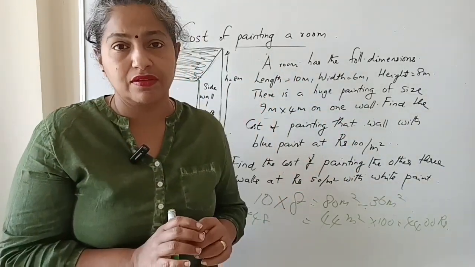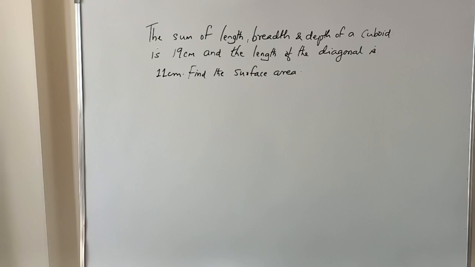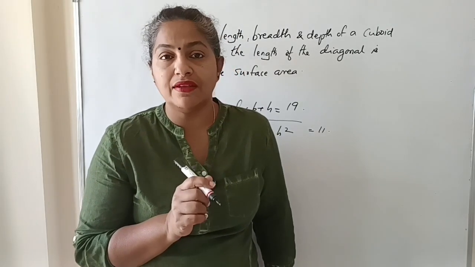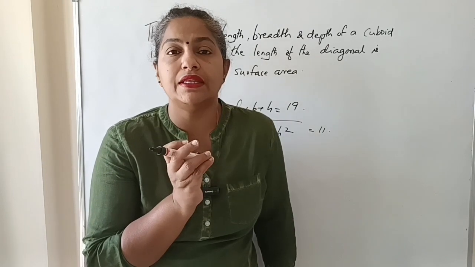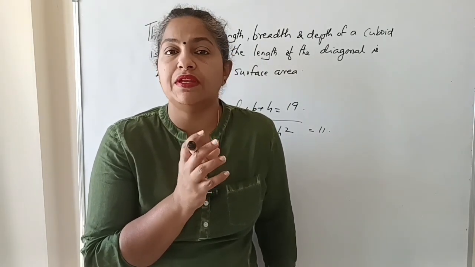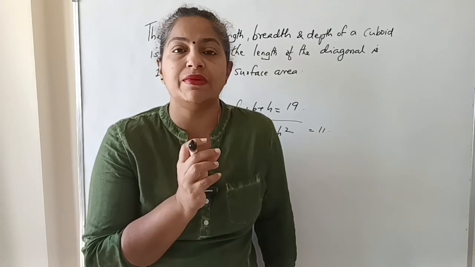The sum of length, breadth and height of a cuboid is 19 centimeter and the length of the diagonal is 11 centimeter. Find the surface area. In this particular question, you can see that the values of length, breadth and the height of the cuboid are not separately given to you. Instead of that, there is a link between all the three measurements that are given to you.